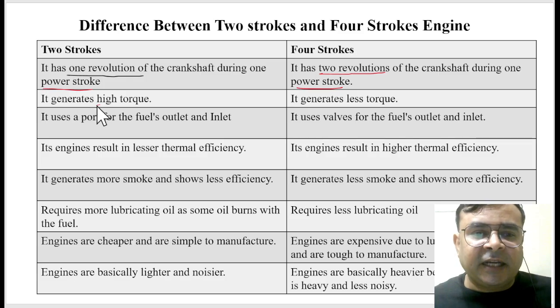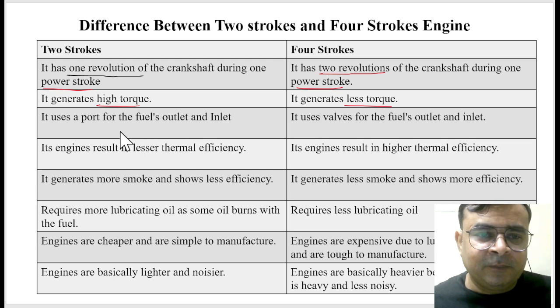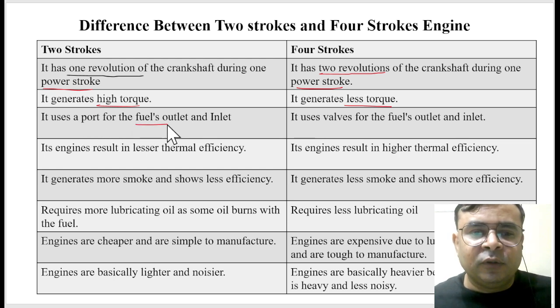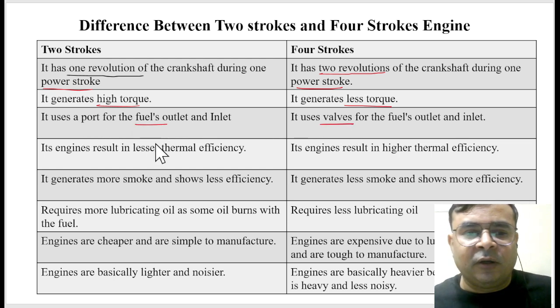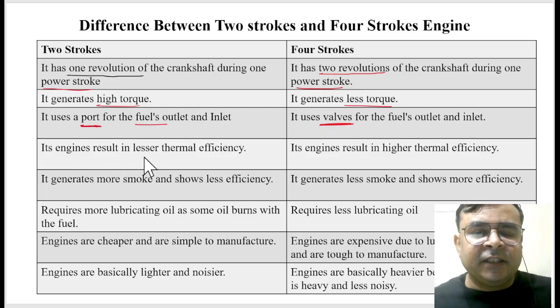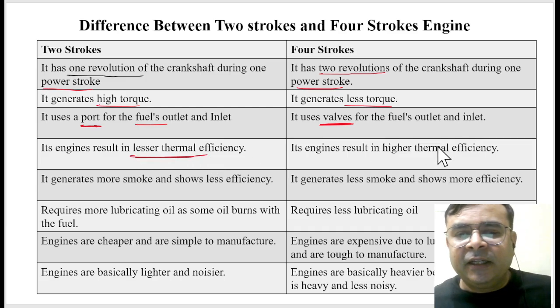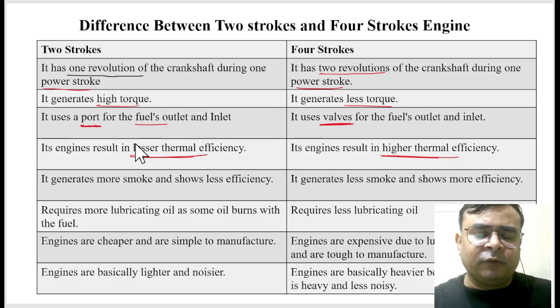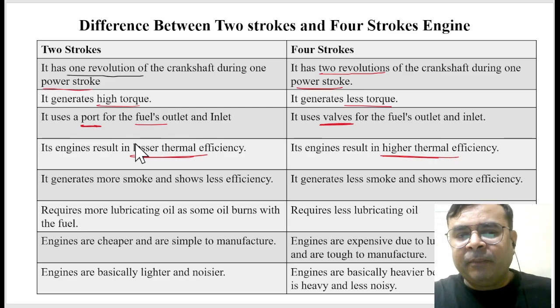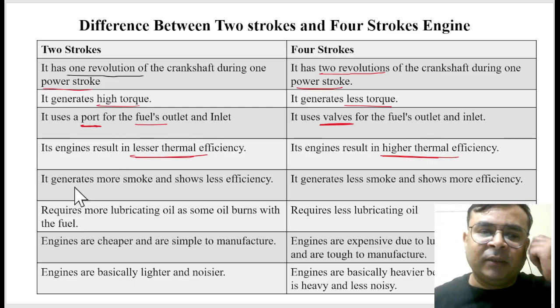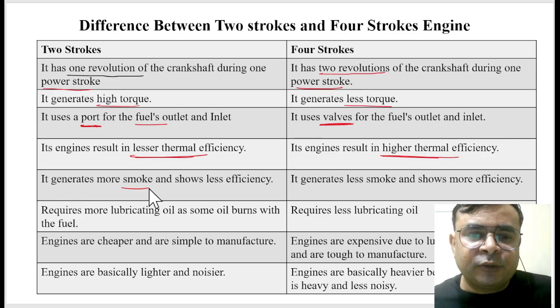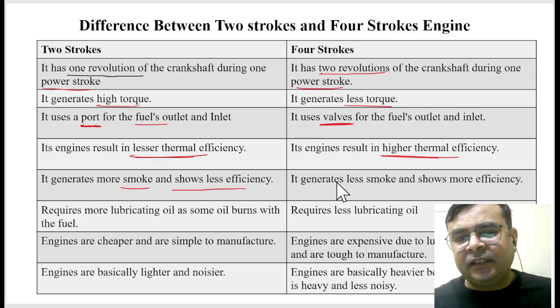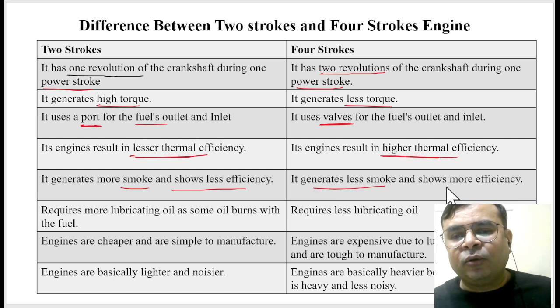Okay, the two-stroke generates high torque, and the four-stroke generates less torque, obviously, because in every revolution we have power. It uses ports for the fuel outlet and inlet, and the four-stroke uses valves. Is it right? Its engine results in lesser thermal efficiency, and the four-stroke gives higher thermal efficiency. Why lesser thermal efficiency? Because some amount of fuel may escape from the engine without burning. Is it right? It generates more smoke, so less efficiency, and obviously the four-stroke generates less smoke and more efficiency.